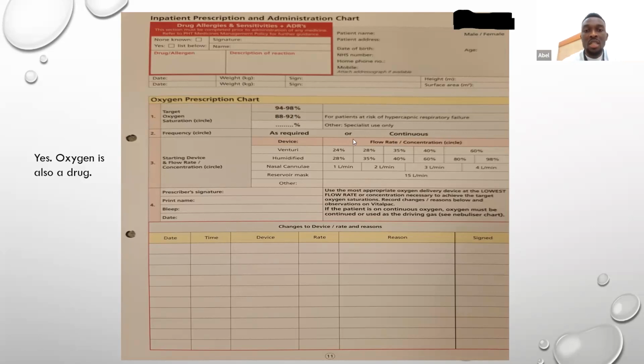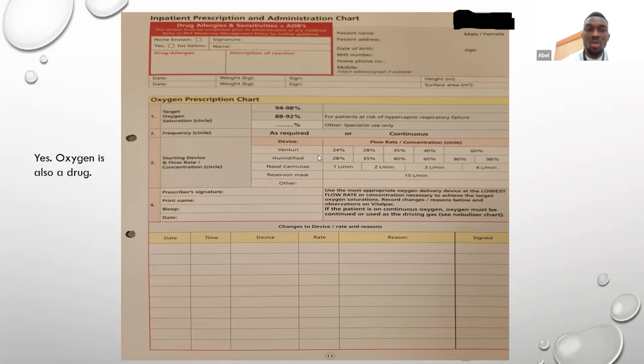Usually on the ward, the nurses are able to titrate the amount of oxygen given to achieve a particular saturation range for the patient. So it could be 1 liter for one patient or 2 liters for another patient for them to achieve a particular oxygen saturation level. But yeah, it is necessary. You need to prescribe it.